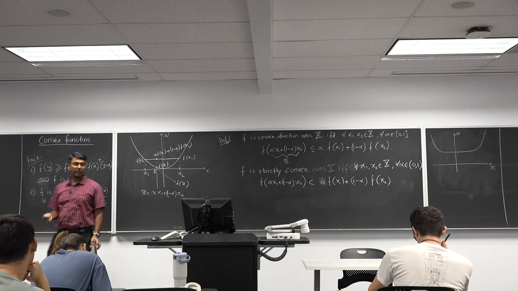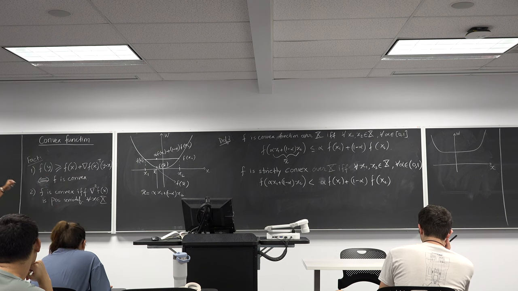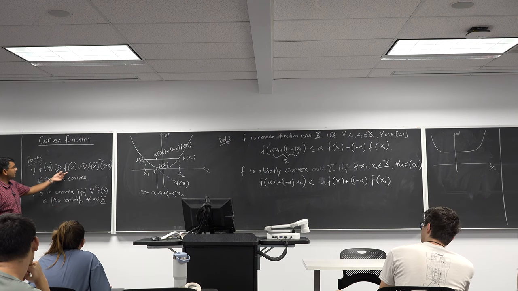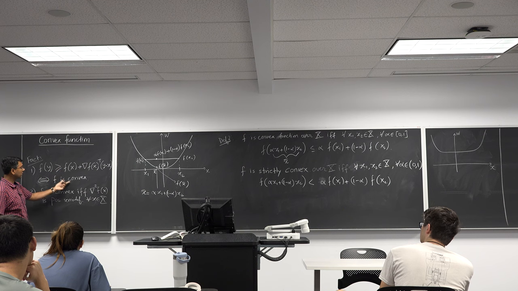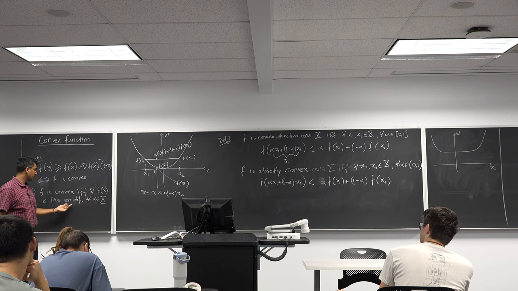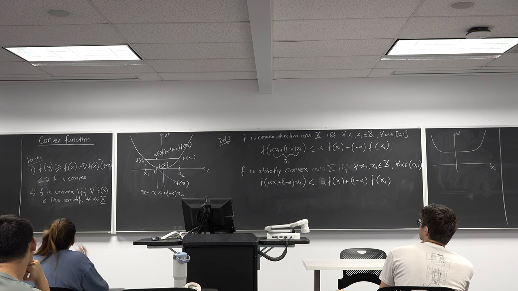Now for the strictly convex function, I'll just mention it here, but I'm not going to write it. So if x and y are not the same, then there has to be strict inequality here. Then it's a strictly convex function. And if second derivative of f is positive definite for all x, then it's a strictly convex function.